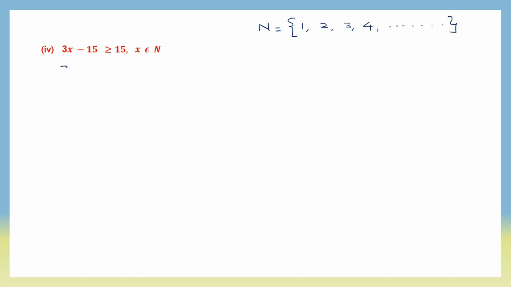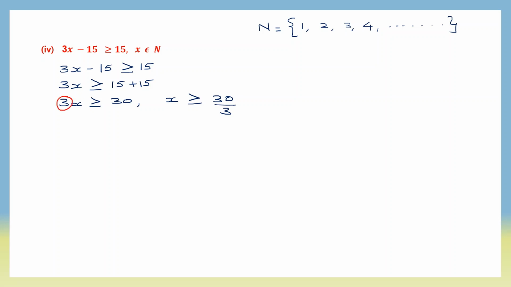So now let's solve for x. 3x minus 15 is greater than or equal to 15. So 3x is greater than or equal to 15 plus 15. That is 3x is greater than or equal to 30. So if 3x is greater than or equal to 30, then x will be greater than or equal to 30 divided by 3. Now each time we are transposing. Here we have transposed 3 to the other side and it has become division.